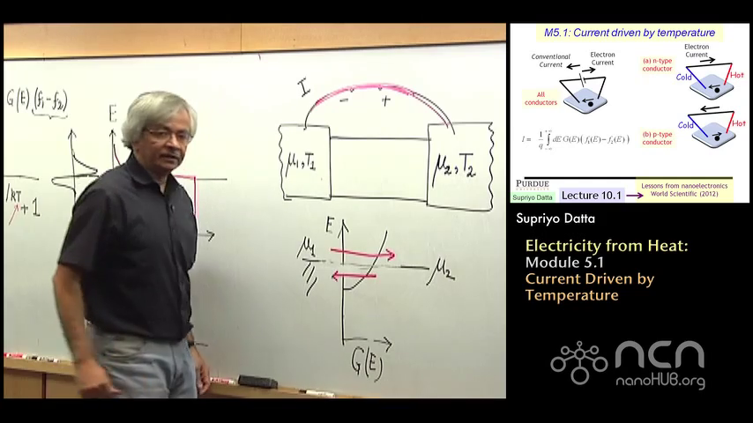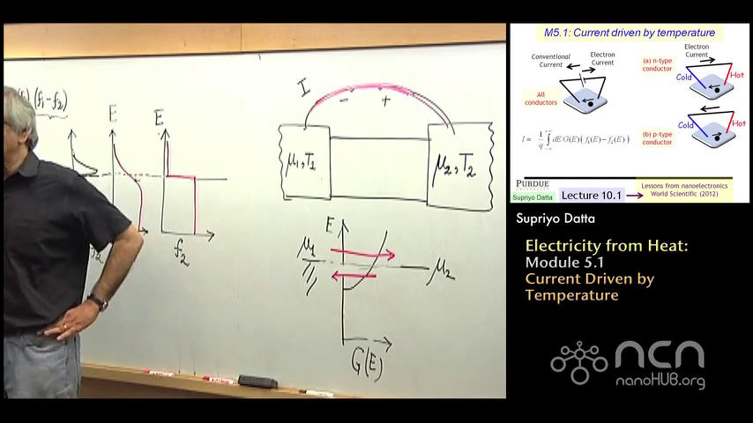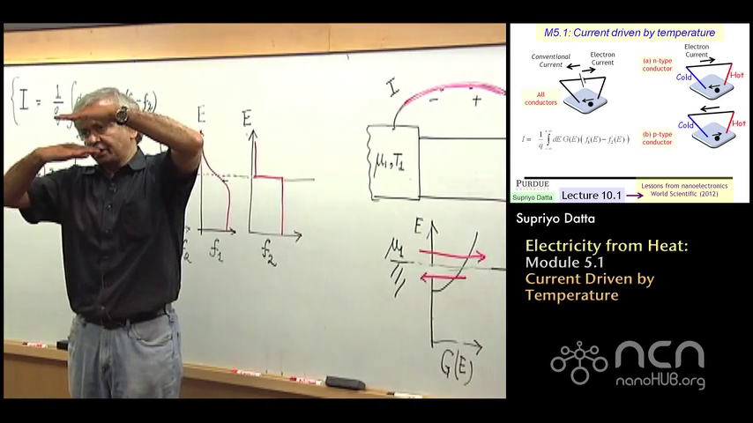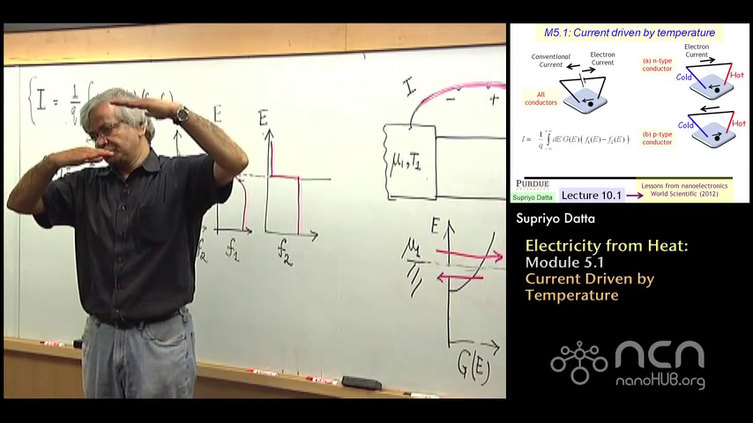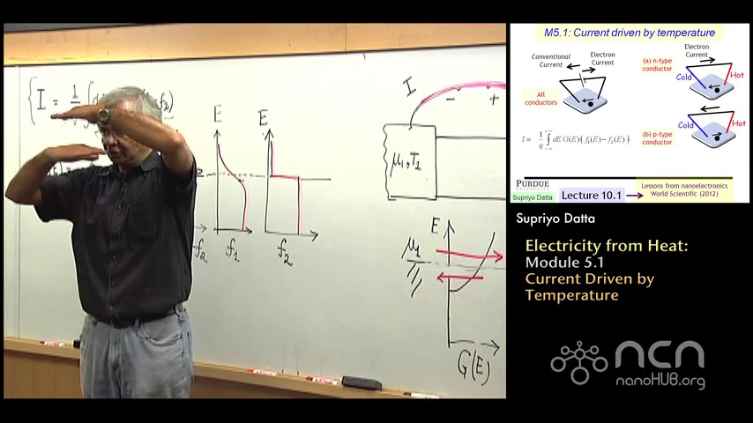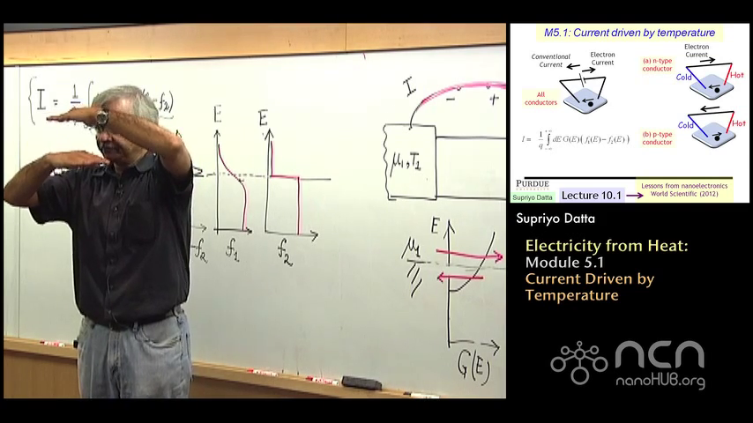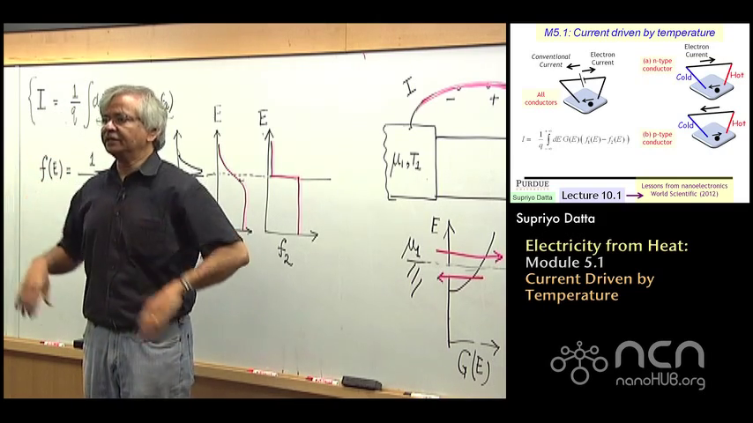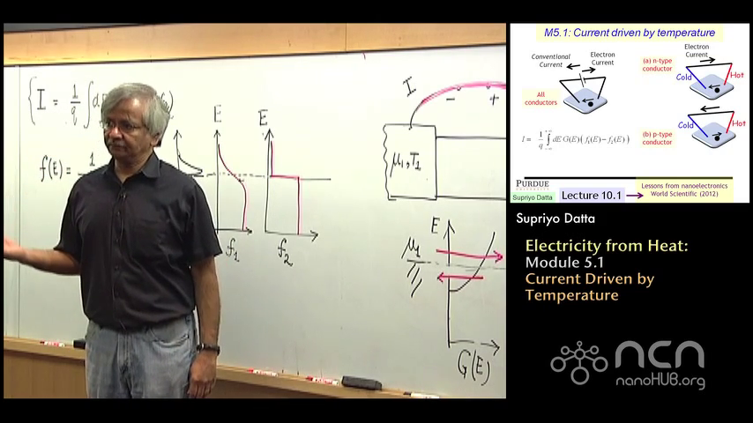So you might say, well, in that case, of course, we shouldn't have any net current. After all, above the electrochemical potential, you have electrons going one way. Below it, you are having it go the other way. Yes, that's true, as long as both energies conduct equally well.